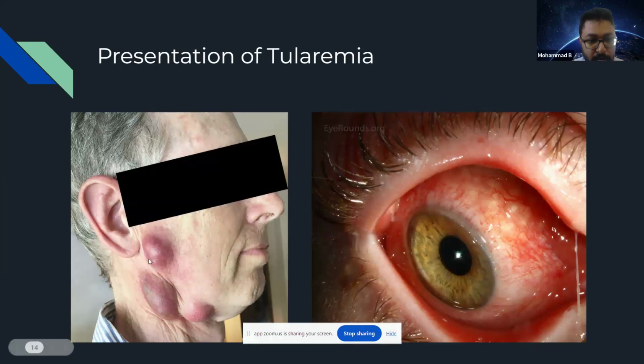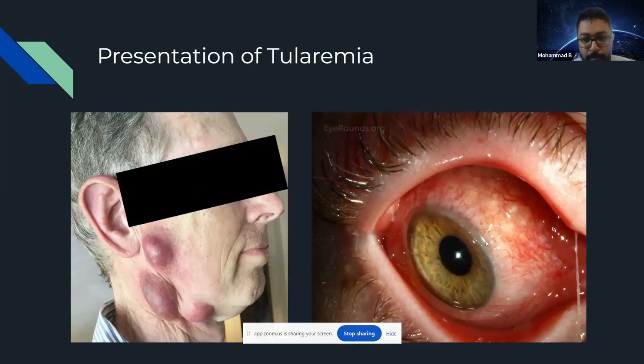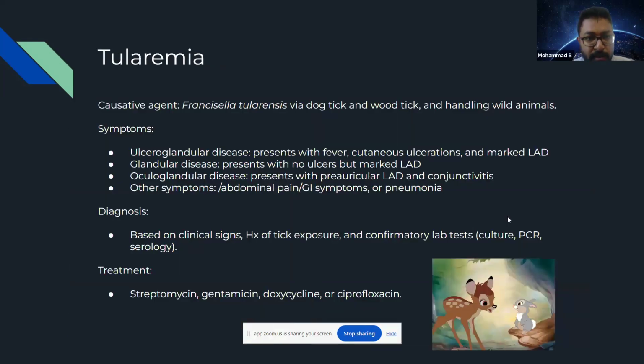So as you can see, there's a marked lymphadenopathy. It's very big, especially on the neck, and it also forms ulcers. So many skin ulcers on the body. It could be anywhere, but usually it's at the bite site. Then oculoglandular disease. This would be lymphadenopathy very close to the eyes, and as you can see here, there are yellowish white spots on the eyes, and that would indicate conjunctivitis.